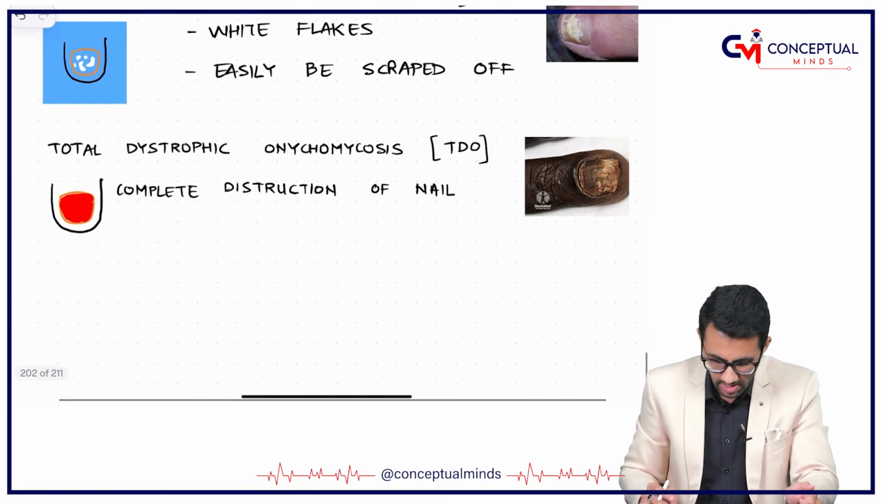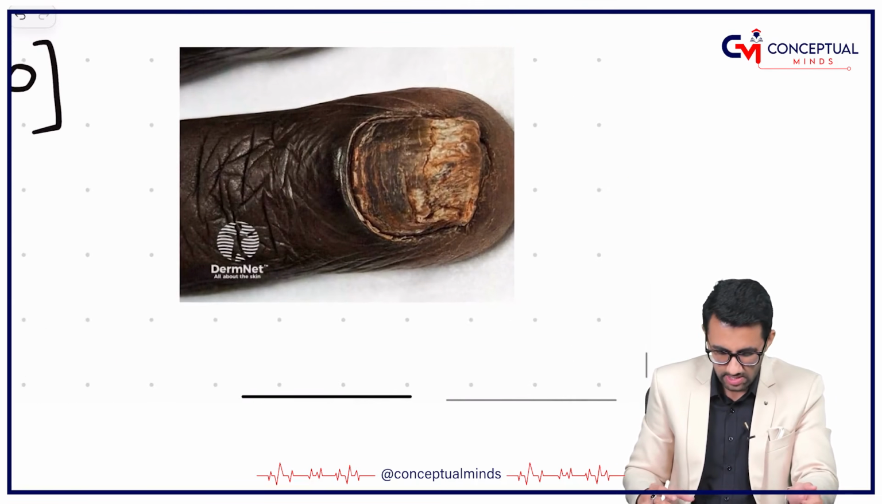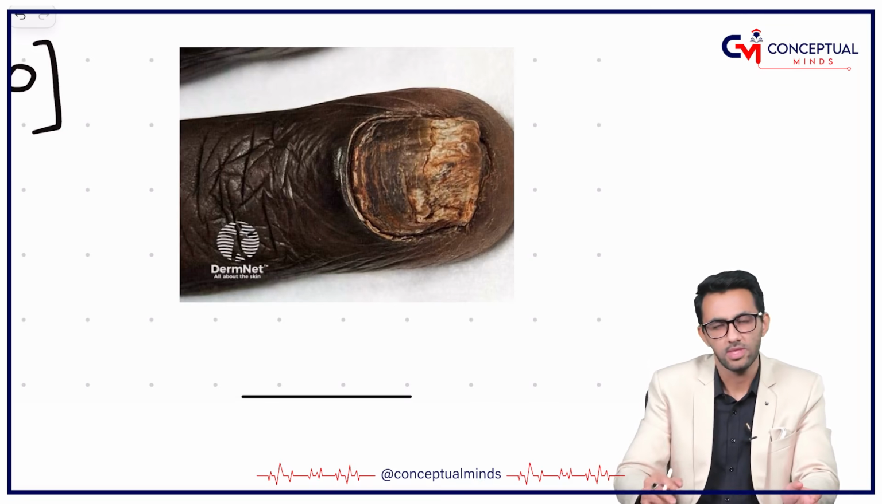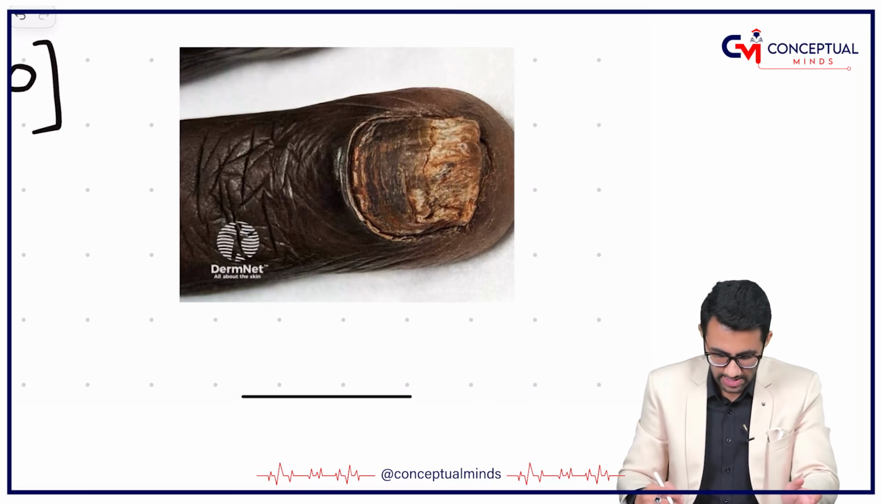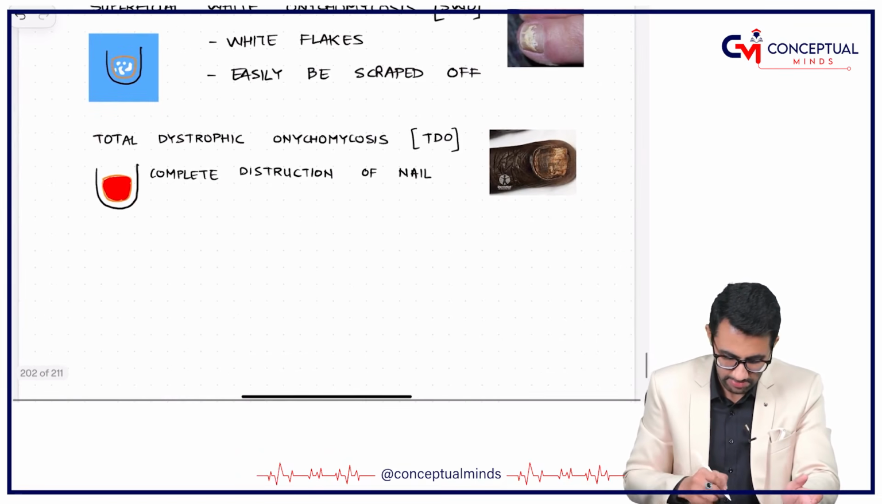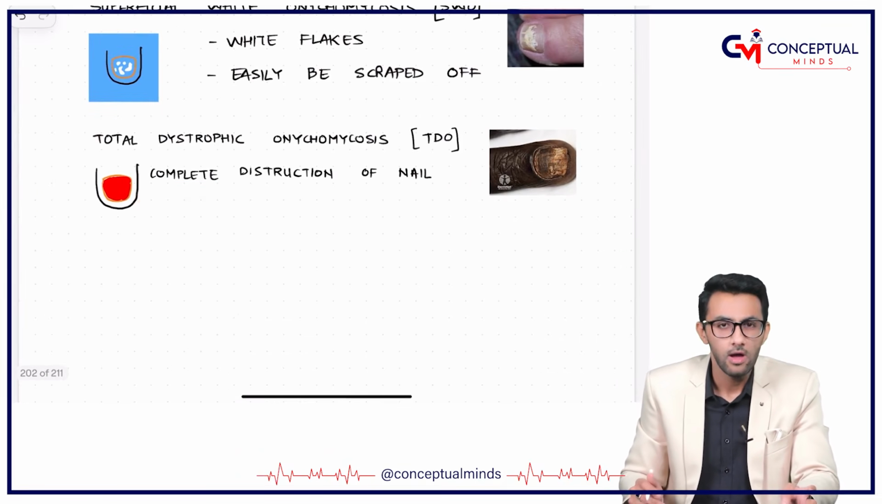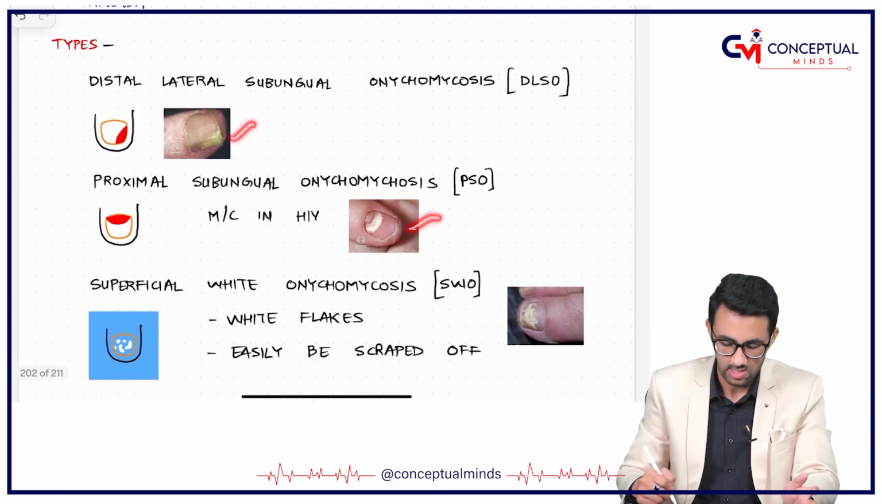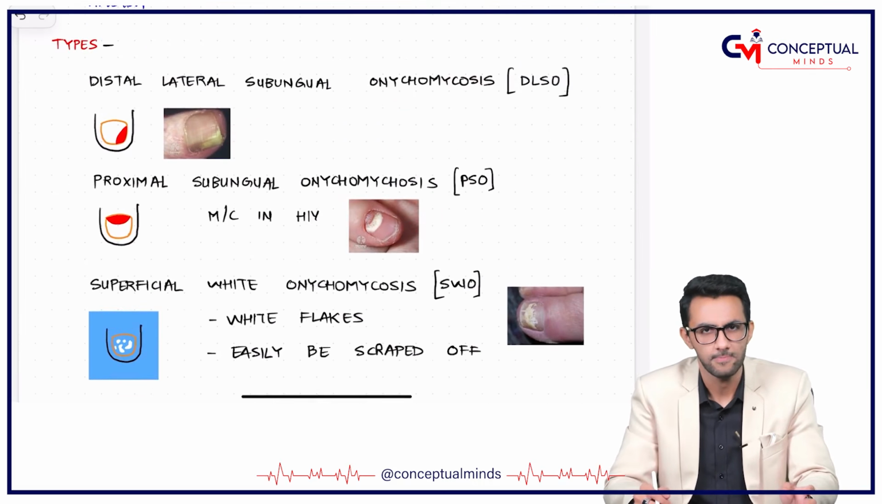Okay, absolutely, you can see this. The nail bed is gone, the matrix is gone, almost everything is gone. Nothing much to do here. This is complete destruction of the nail. What would be the treatment in case this is not here? If it is this, what would be the treatment option?